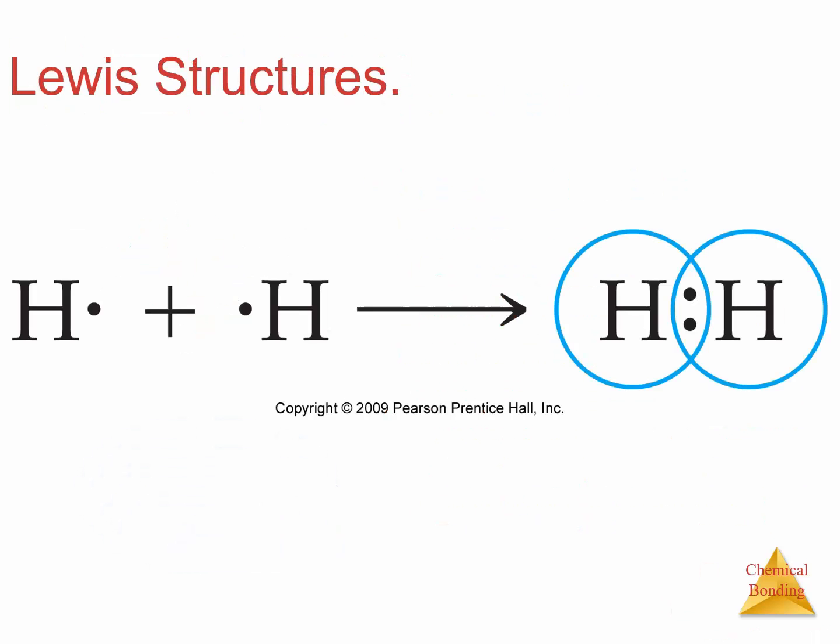Now, let's move to the so-called Lewis structures. The formation of covalent bonds can be represented with Lewis symbols. The formation of the H2 molecule from two hydrogen atoms, for example, can be represented like this. In forming the covalent bond, each hydrogen atom acquires a second electron, achieving the stable two-electron noble gas configuration of helium.